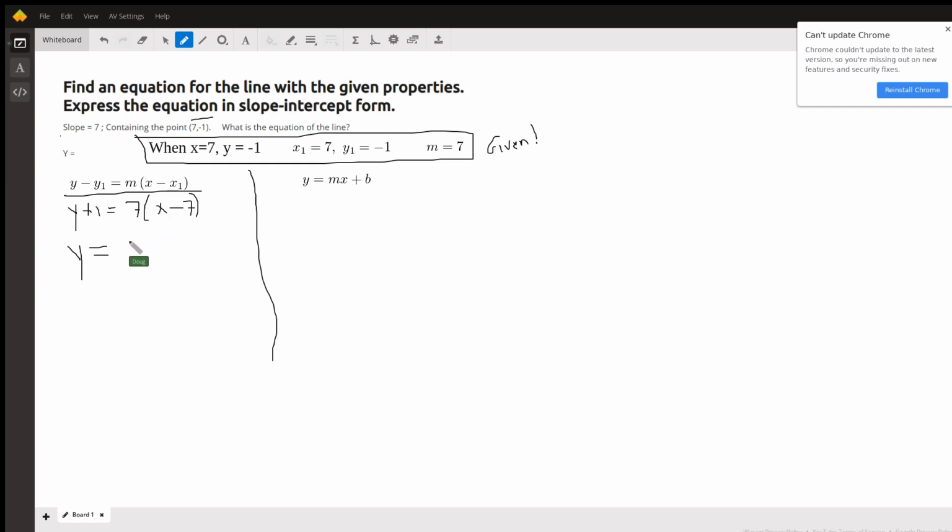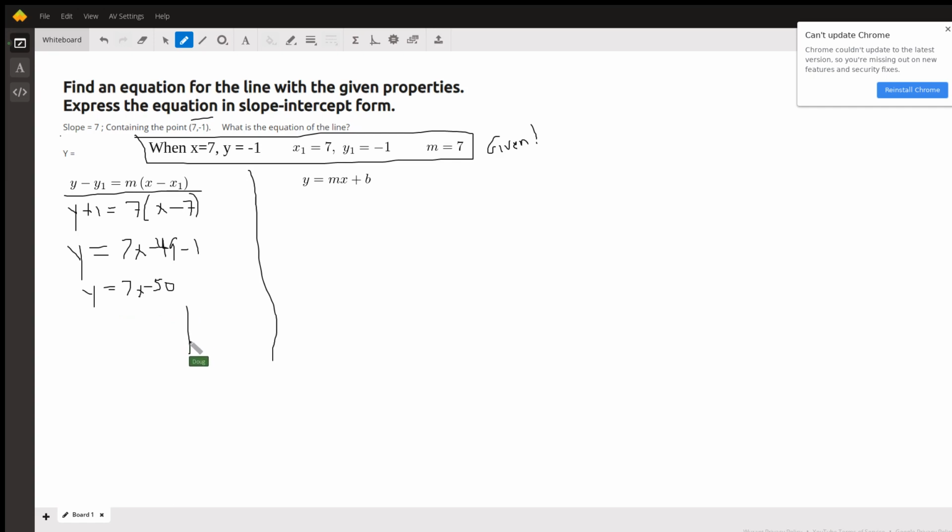Now, if you want to, you can put it into slope-intercept form. Distribute the 7: 7x minus 49, and then subtract this 1 that was over here. Finally, y equals 7x minus 50.